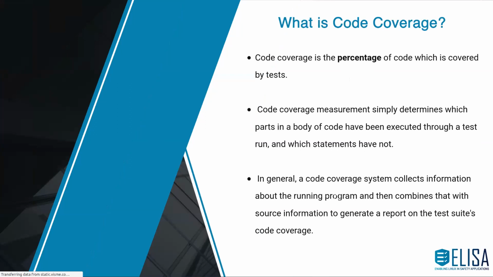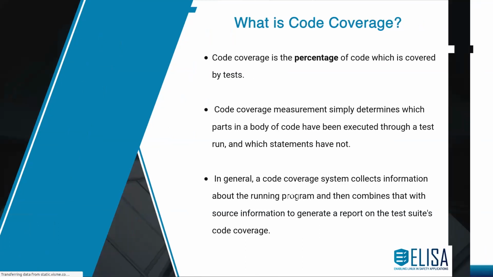It determines which parts of code have been executed through a test run and which statements have not been executed. So in general, a code coverage system collects information about the running program, and then combines it with the source information, as in you get a copy of the program annotated with coverage info. We'll see an example of this, and then you get a report on the code coverage itself.